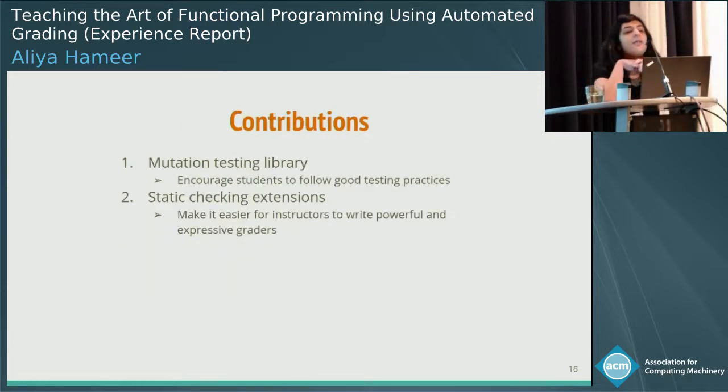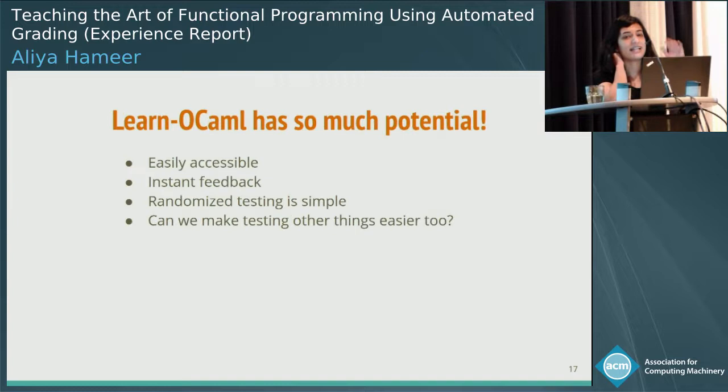So if you'll recall, I've talked about two main goals we were working towards with LearnOCaml. We wanted to encourage students to follow good testing practices, and so we added a mutation testing library that allows us to grade students on the quality of their test suites. And we wanted to make it easier for instructors to write powerful and expressive graders. And so we've been adding our own powerful static checks to the LearnOCaml libraries. And there's so much more to be done, and we're really excited to see what directions we can take this in, because we think LearnOCaml has so much potential for teaching functional programming.